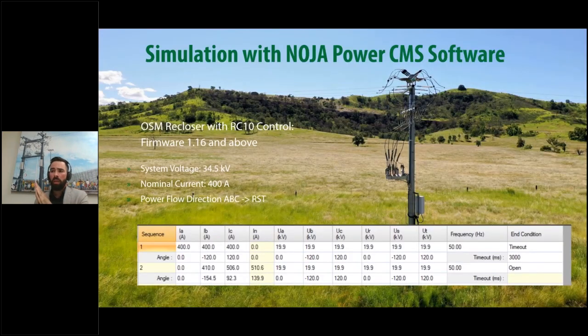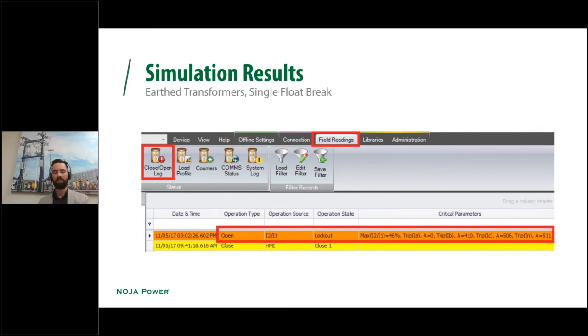So if we were to simulate this with the CMS software, we would just load in these. We've got 2 different stages here. You can see the standard 400 amps. I'm assuming a power flow direction ABC to RST. And I've got an initial condition there of a healthy state, and then we have the phase discontinuity for whatever reason. And of course, if we run that through with our software simulator on the controller, we can then see that in this case, we've configured it to trip to lockout. And for this scenario, we've got 46%.